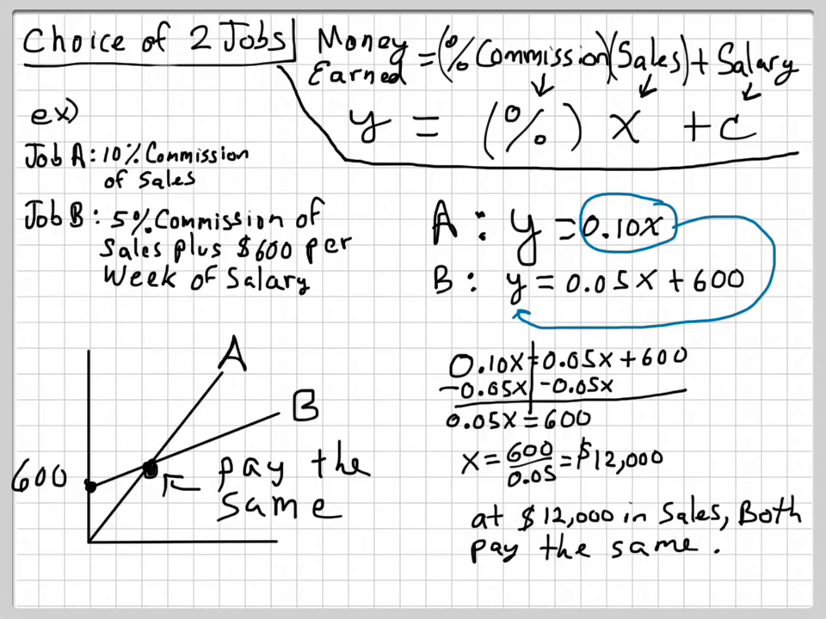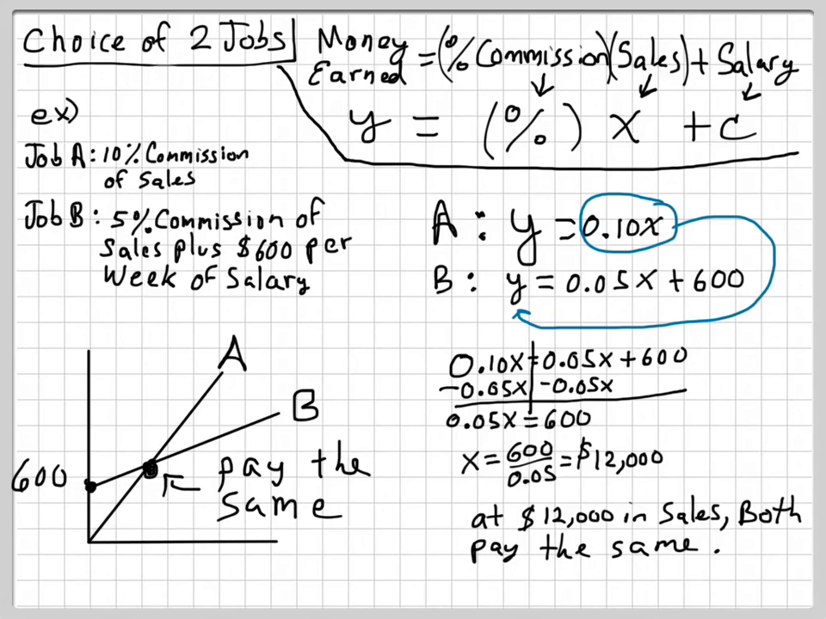And now you can make a decision. If you know, for example, that you're a pretty good salesman and are going to be able to sell more than $12,000 worth of merchandise, then you would be better off choosing job A, since to the right of the point of intersection, the curve on A is a little bit higher than the curve B.